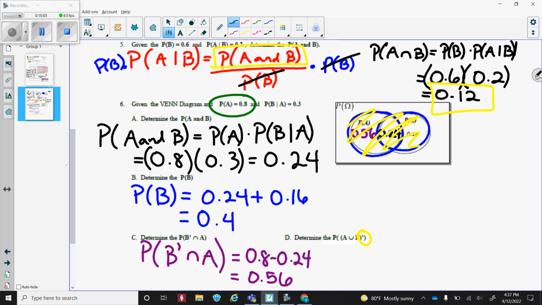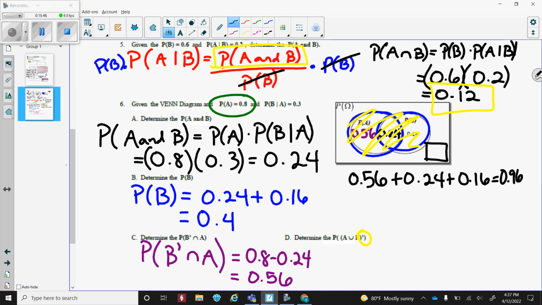So we know that we have 0.56, which is the probability of not B and A. We have 0.24, which is the probability of A and B. Then we also have the probability of not A and B, which was our 0.16. When you add all of those together, we do not equal 1. We equal 0.96.